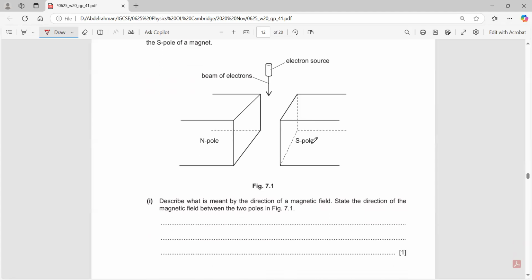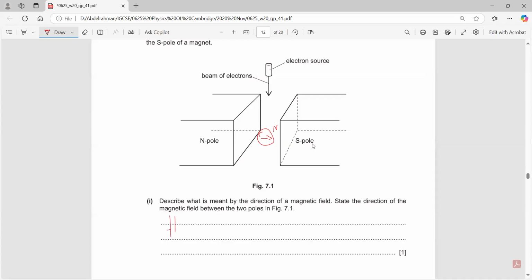Describe what is meant by the direction of magnetic field first. What is the direction of the magnetic field? We needed to memorize this definition. It was the direction of the force. If we put a compass in this magnetic field, the compass will point to the right. Why will it point to the right? Because it's the direction of the force on the north pole of this compass.